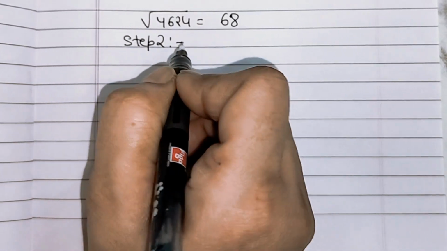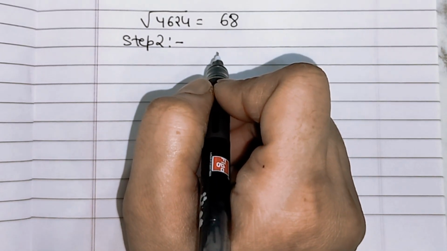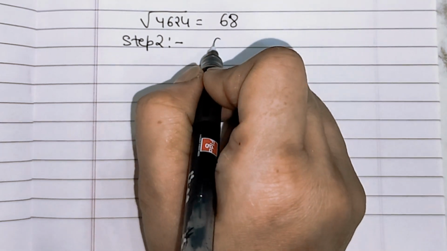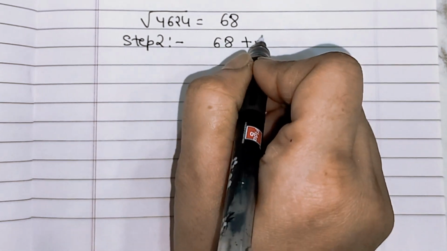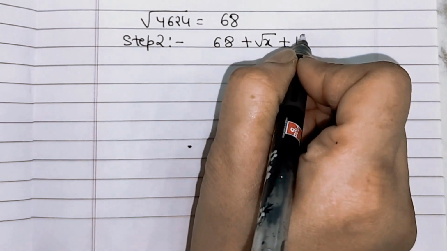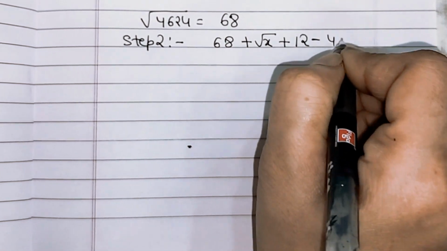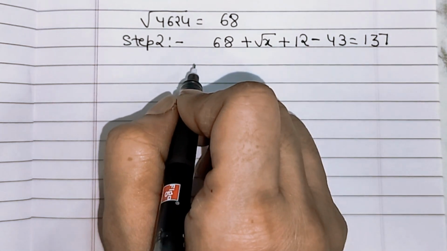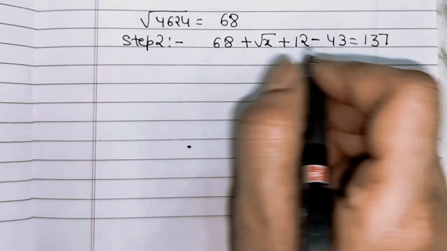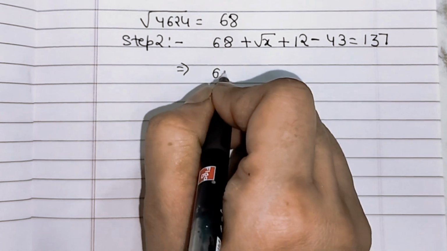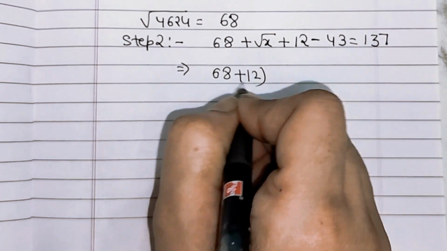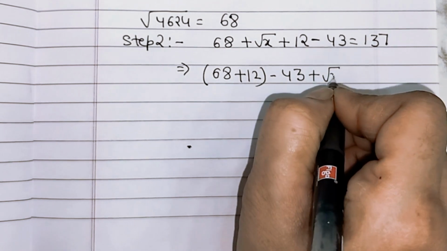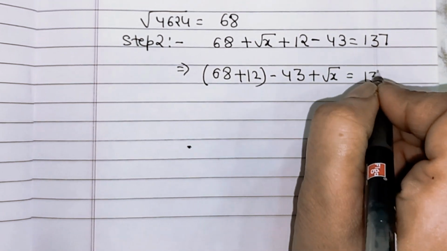Step second says simplify the equation. Substitute the value back into the equation, letting the unknown value be x. So 68 plus root x plus 12 minus 43 equals 137. Now combine the constants using addition and subtraction. So 68 plus 12 and then minus 43 plus root x equals 137.